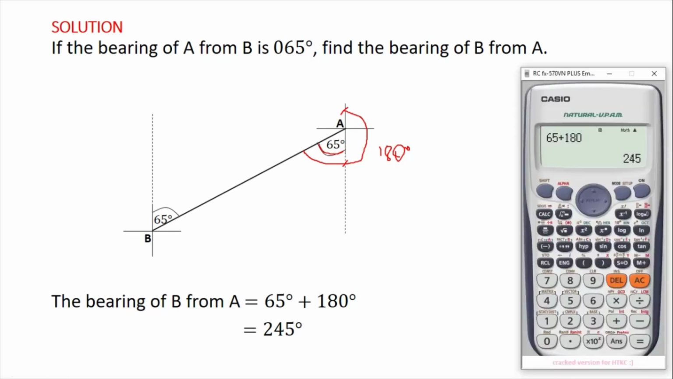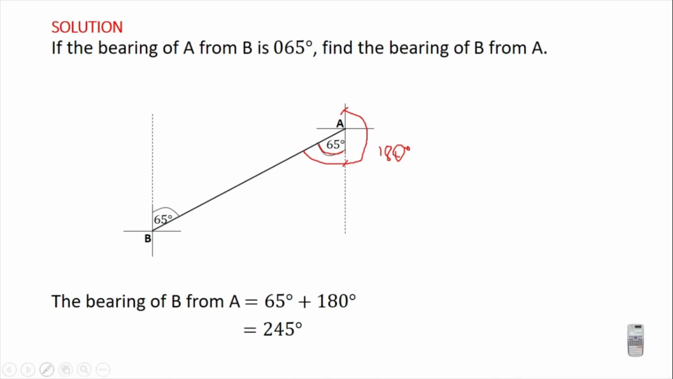Remember, it is the same as what we had on our calculator. So I've shown you how to use your calculator to do it. If the angle is less than 180 degrees, just add 180 degrees to it to find the back bearing. I've also shown you how to find the back bearing on the diagram. That is also very, very important.